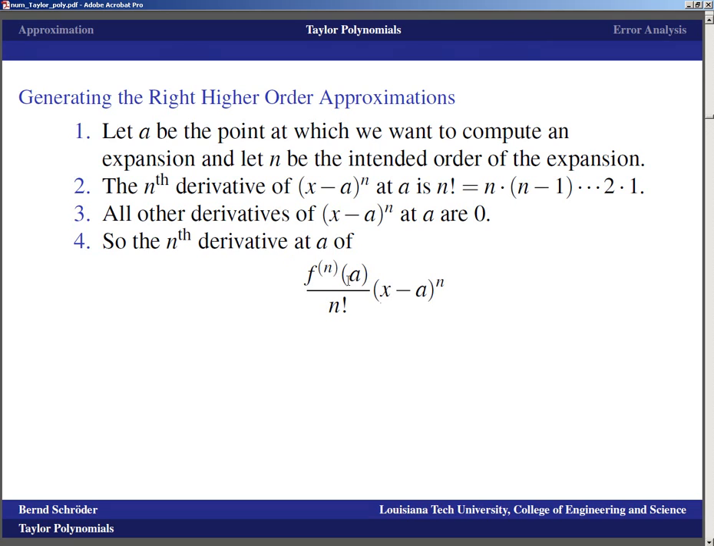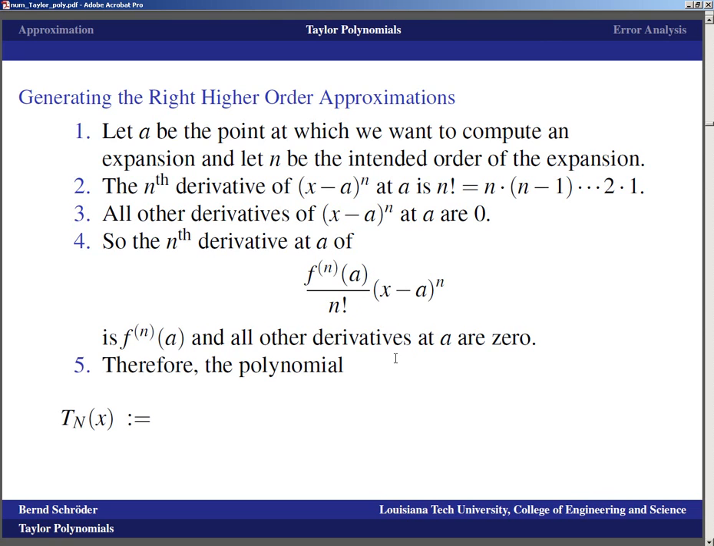If I take the nth derivative of this thing at a, I just get f^(n)(a), right? Because I keep the constant, and the derivative of this term here is n factorial, which cancels with this n factorial. So the nth derivative of this thing at a is f^(n)(a), and all other derivatives at a are 0. So this is a prototypical term that would allow us to generate a function that has the same nth derivative as the underlying function at that point a.